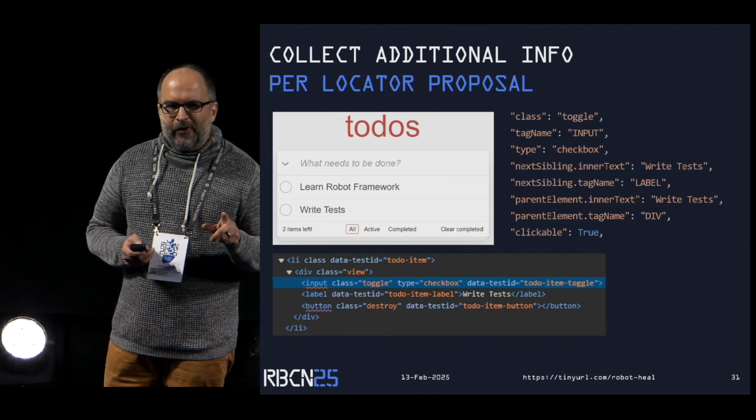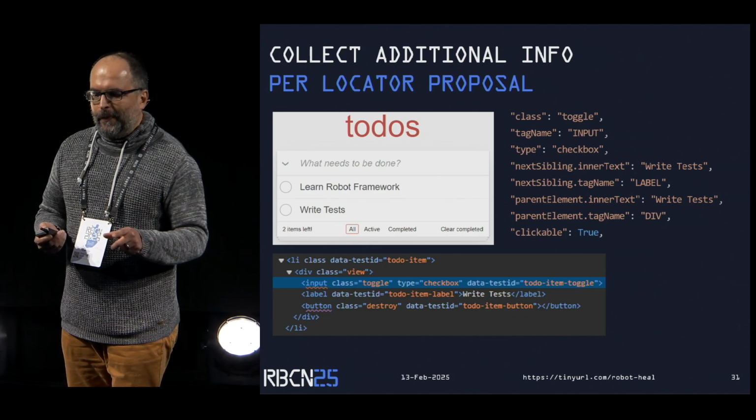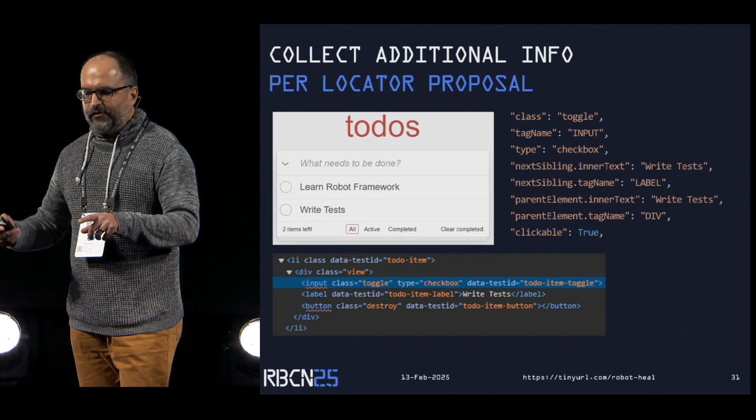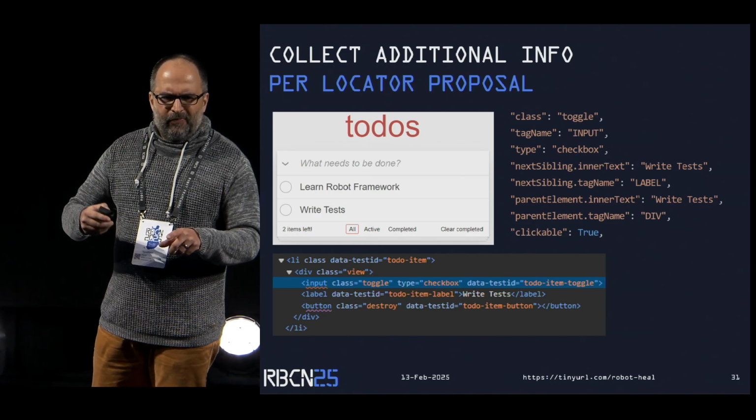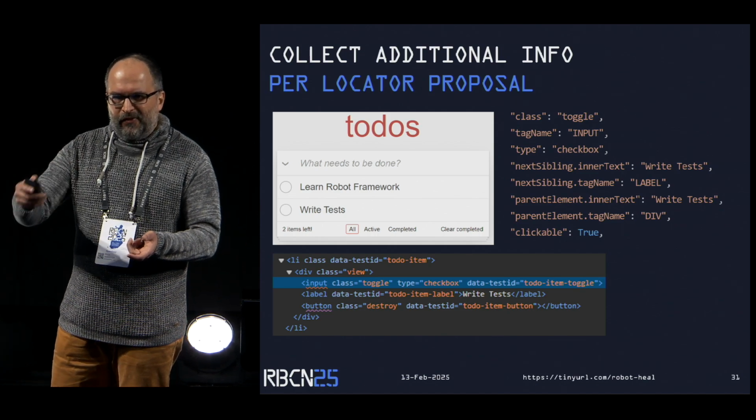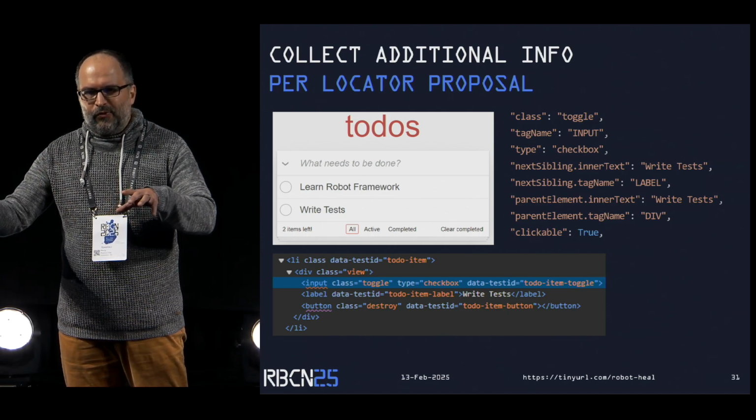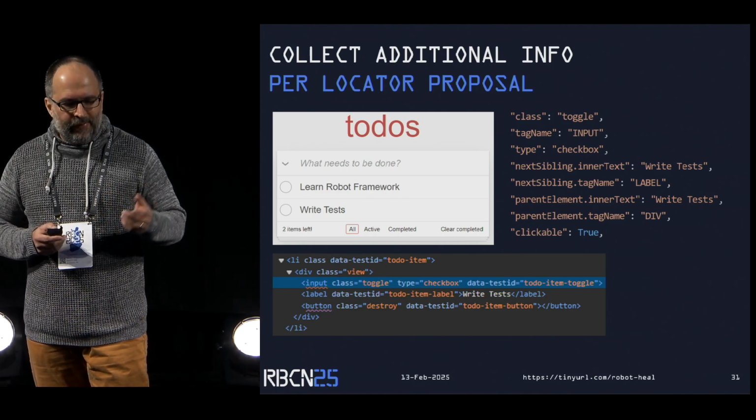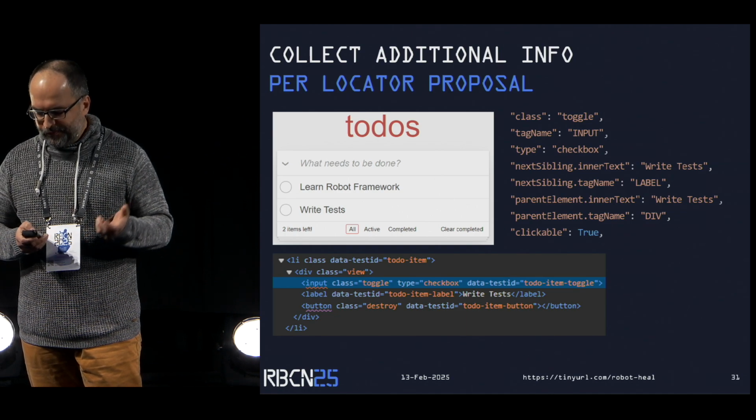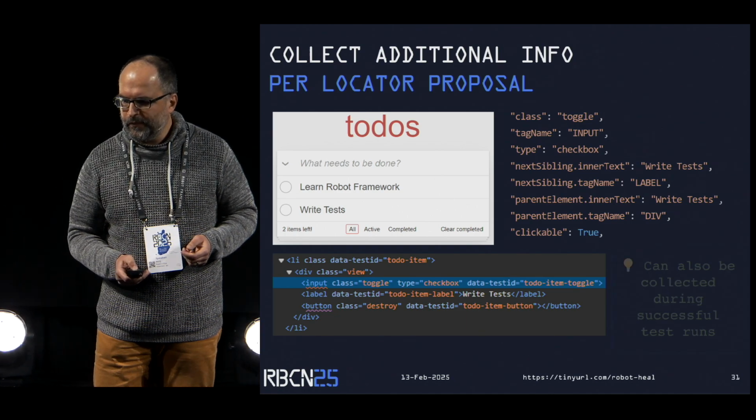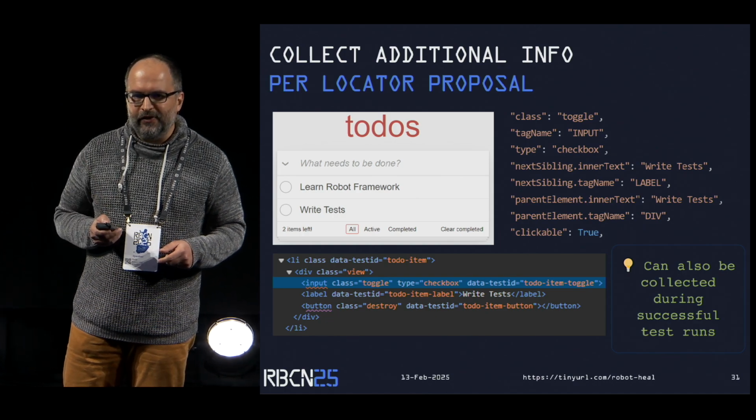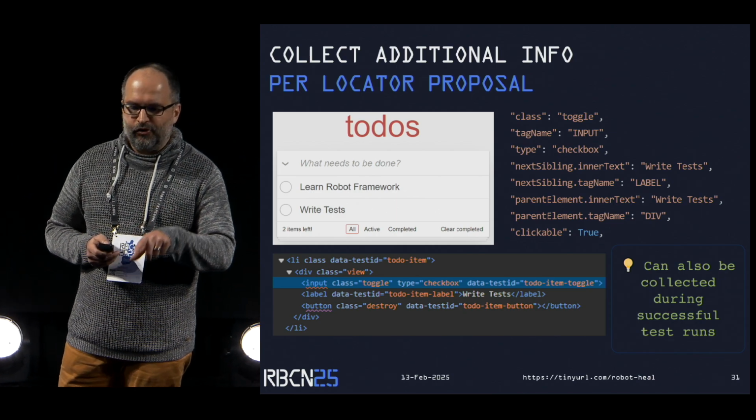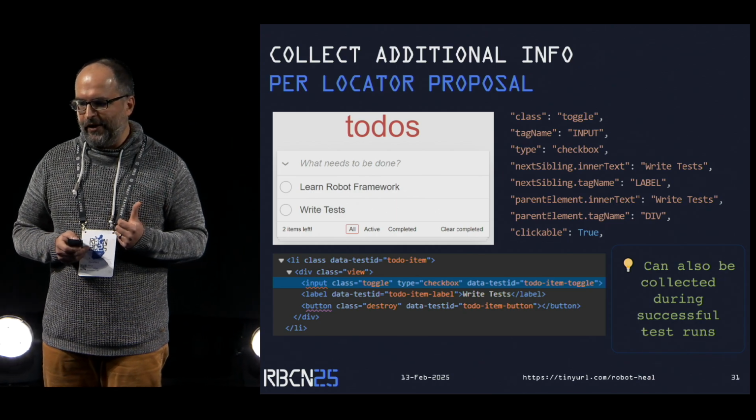So what I did as well was, for every locator proposal, I tried to collect more information, like what is the tag of the element? What is the text? Is it clickable? What's the sibling, the previous sibling, the next sibling? So that we enrich each locator proposal with more information, because that also makes it easier for the large language model to choose. And I'm also collecting this information for past runs. So it's also possible for successful runs to get this additional information and write it into a database.